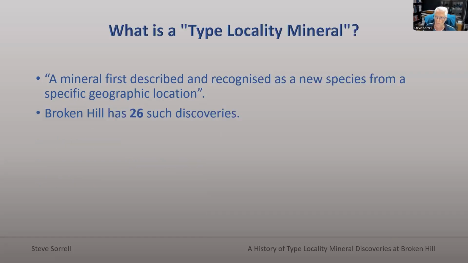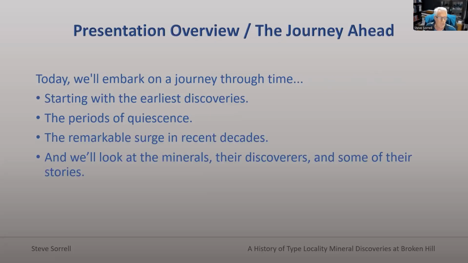So the first thing I did, because of the audience, was say I need to tell you what a type locality mineral is. The term for that is the mineral first described and recognised as a new species from a specific geographic location. And Broken Hill has 26 type locality minerals, which probably would have been a lot more had Broken Hill been discovered 50 years before it actually was, because of the number of minerals that are there.